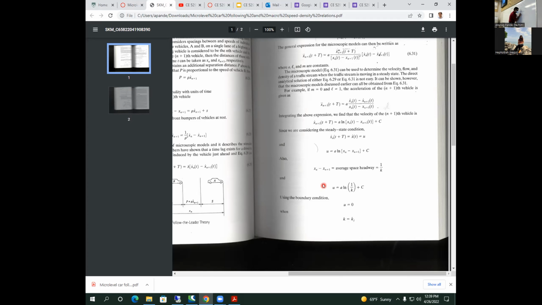If k equal to kj, that means u equal to what? If k is equal to jam density, what happens to your speed? It goes to 0, and then that will help you determine the value for c. So 0 equal to negative a kj plus c, and c equal to a kj. So you can replace that. That means your equation now becomes u equal to minus ak plus a times kj.